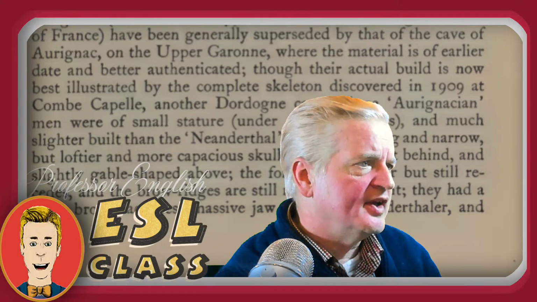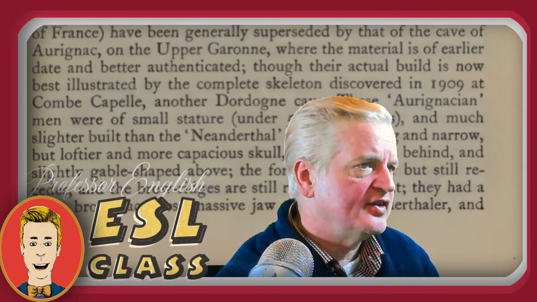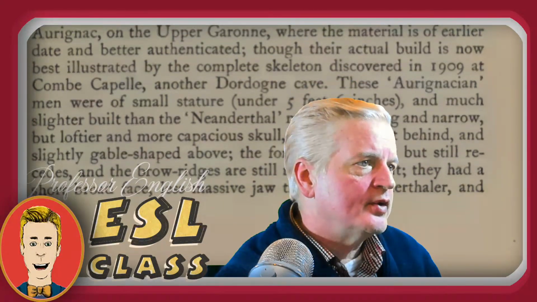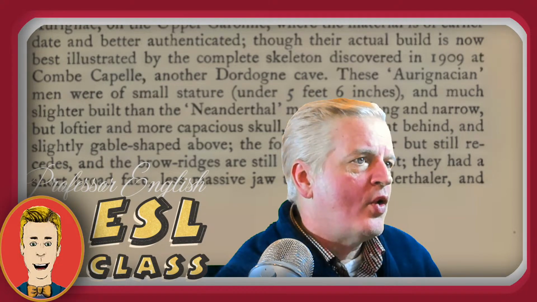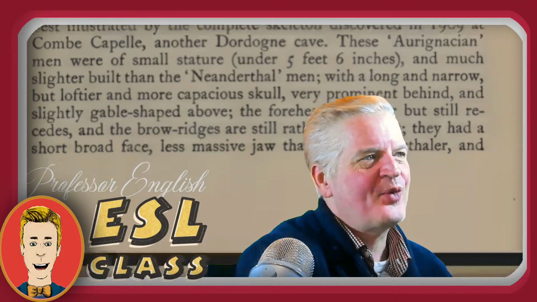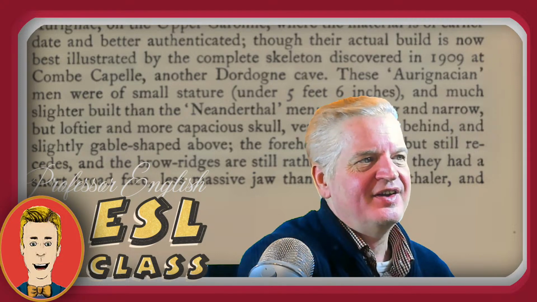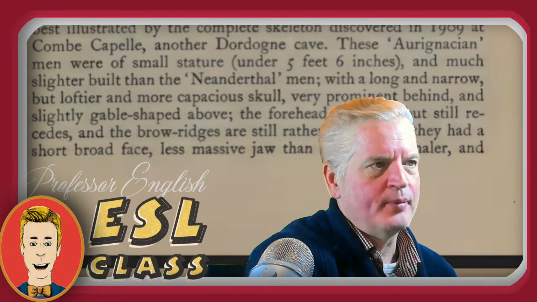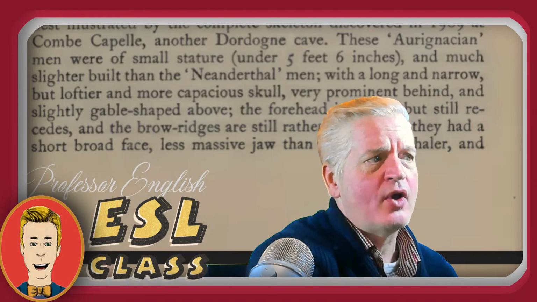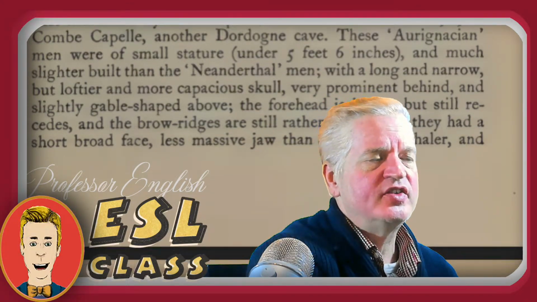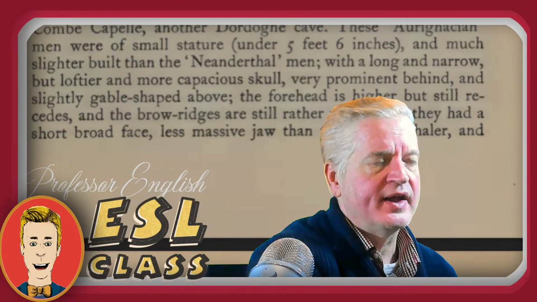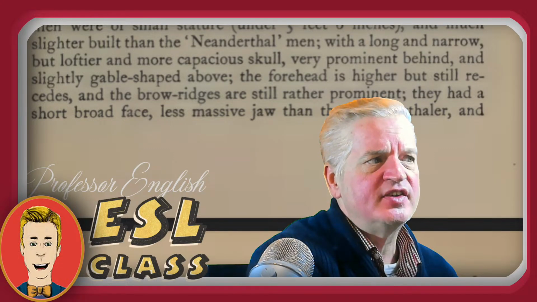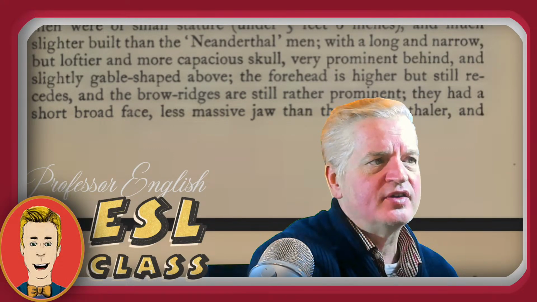Though their actual build is now best illustrated by the complete skeleton discovered in 1909 at Combe-Capelle, another Dordogne cave, the Aurignacian men were of small stature, 5 feet 6 inches, and much slighter built than the Neanderthal man, with the long and narrow, but loftier and more capacious skull, very prominent behind and slightly gable-shaped above. The forehead is higher, but still recedes, and the brow ridges are still rather prominent.